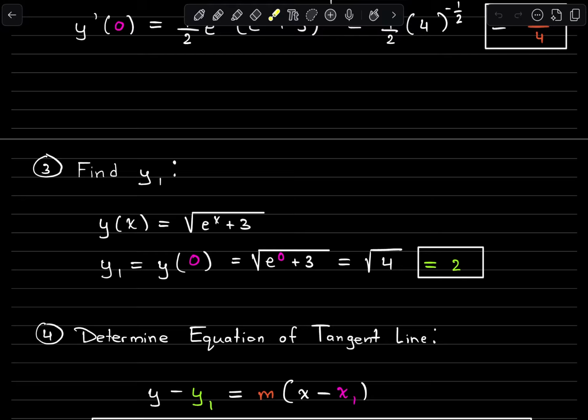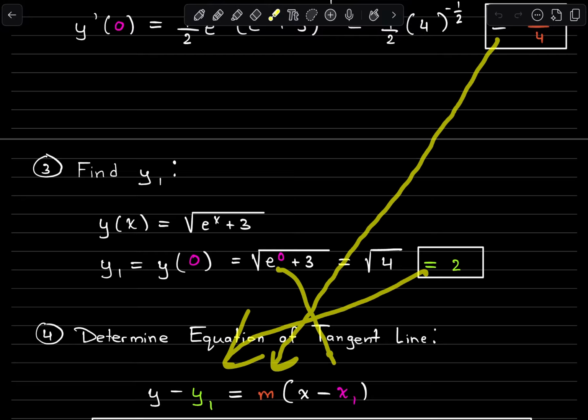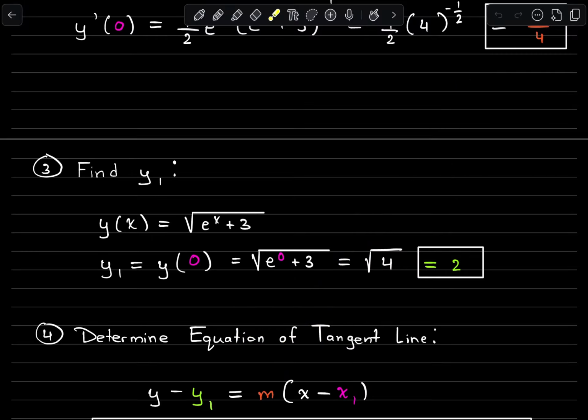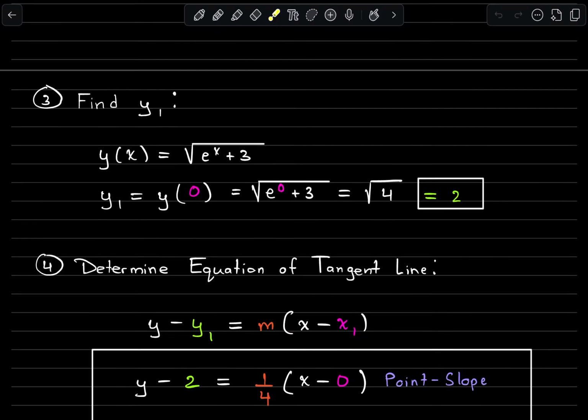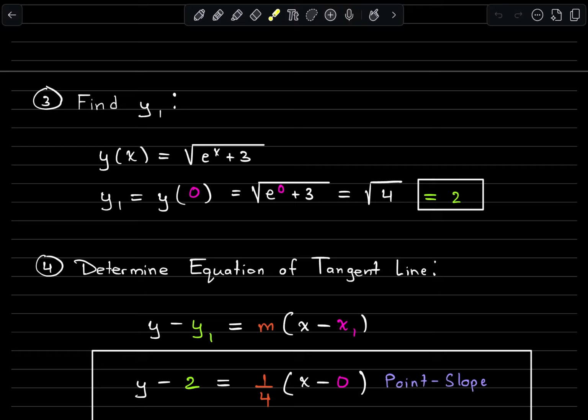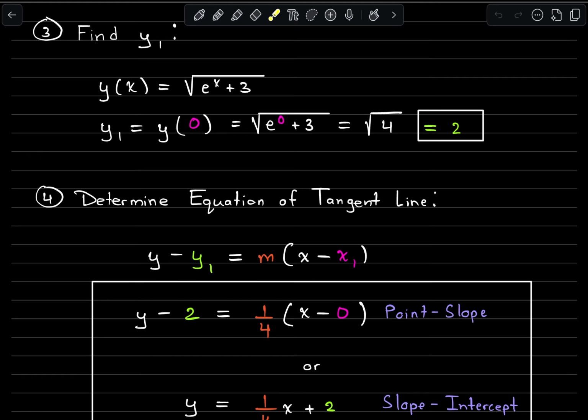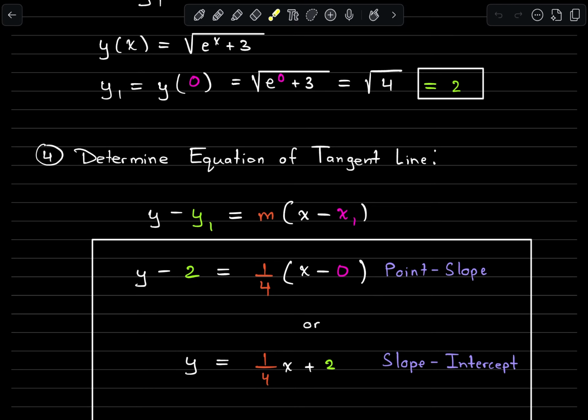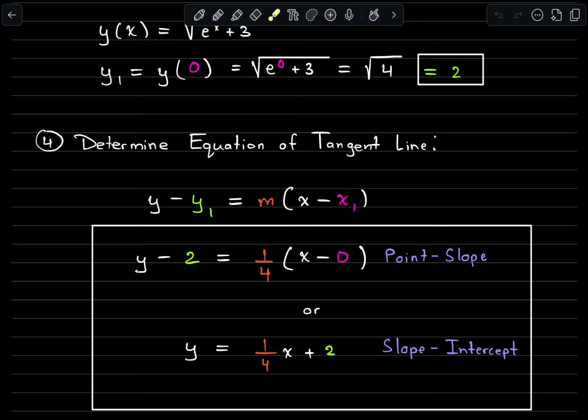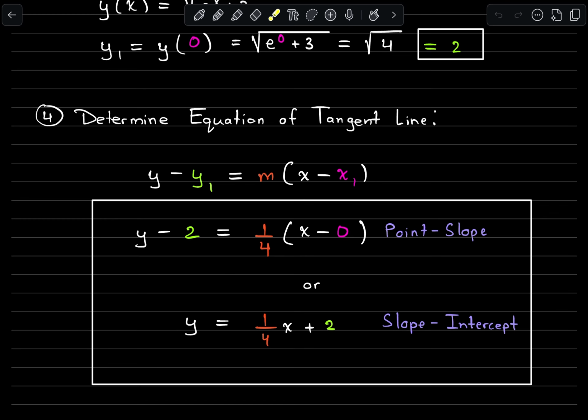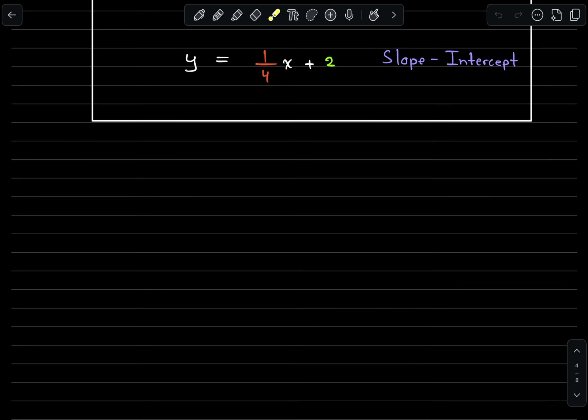So we've got our point slope form here. We're just going to plug in our individual elements for each of the variables. And so we would get y minus 2 is equal to 1/4 times x minus 0 in point slope form. Or if you like, you can go ahead and rearrange this into slope-intercept form, and you get y is equal to 1/4 x plus 2. All right, let's look at our next example.